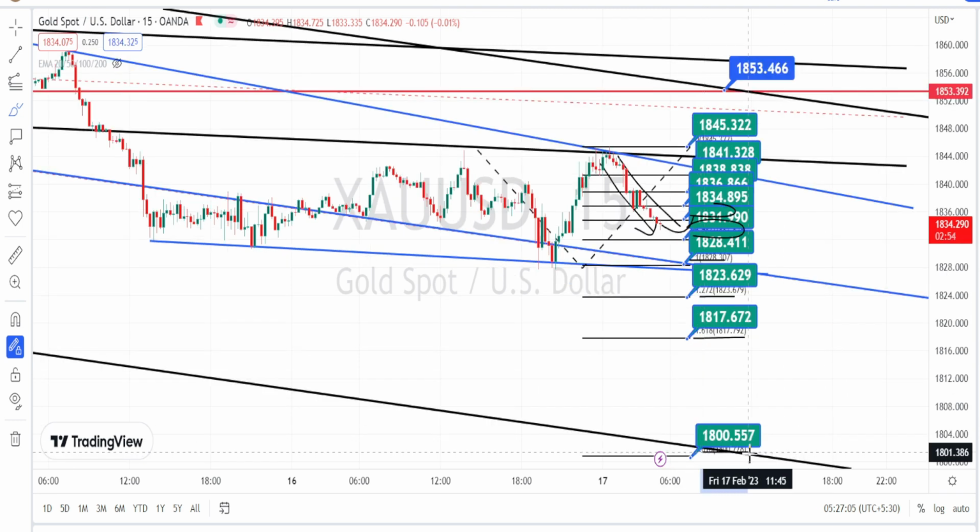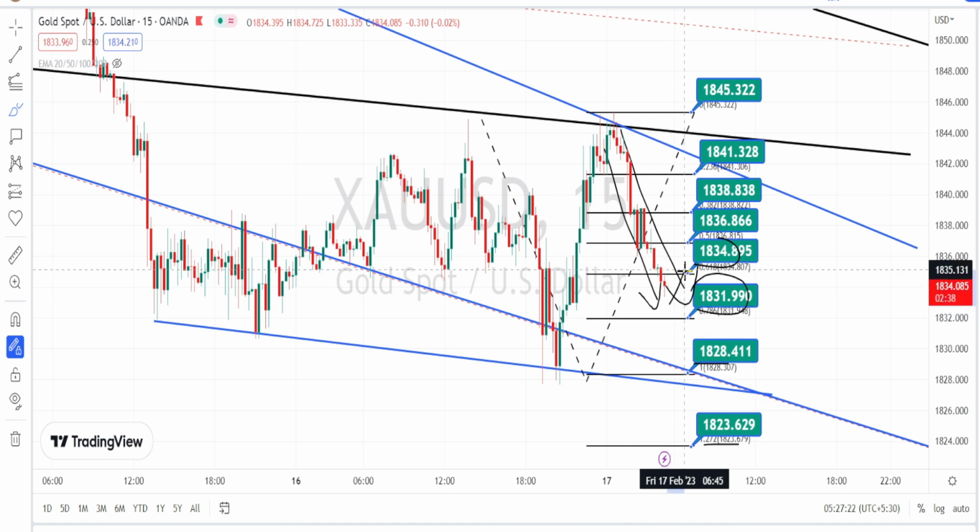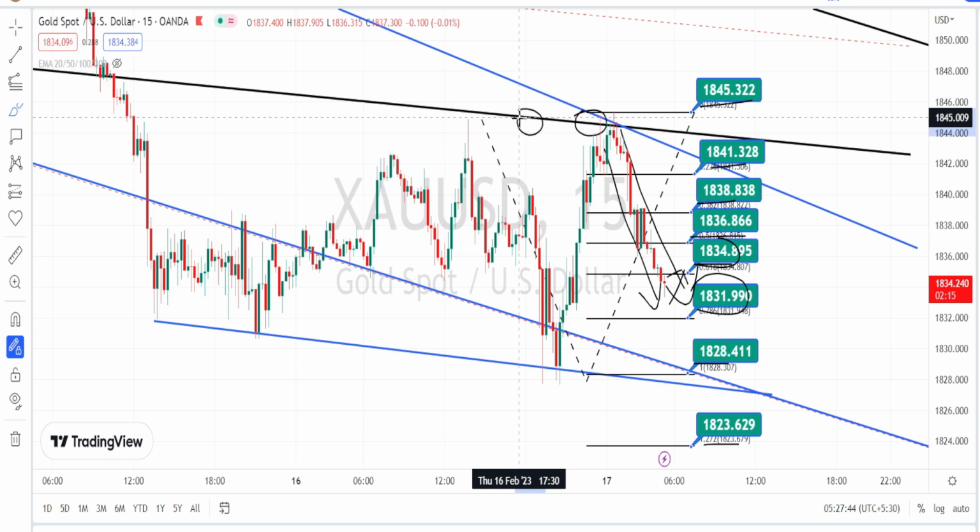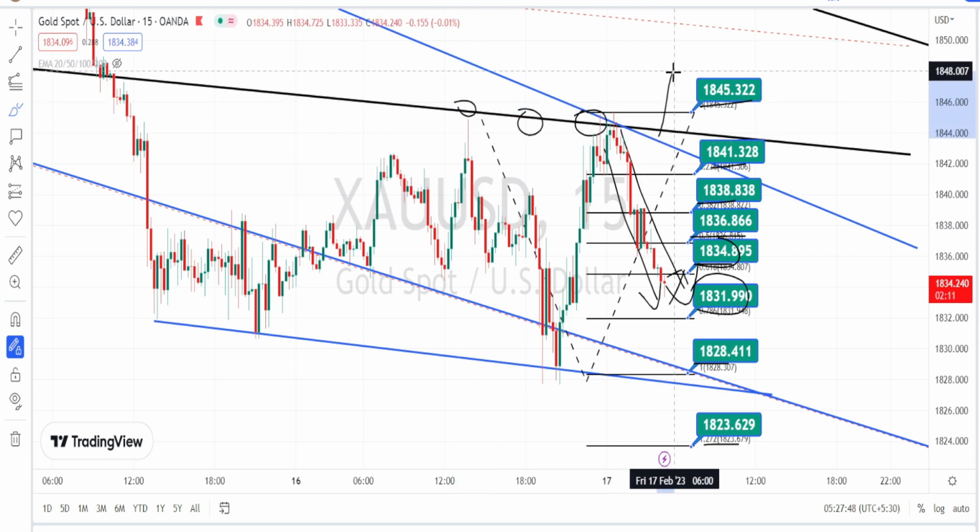And if the bearish trend still continues, next level of support is going to be around 1831, 1828, 1823, 1817 and 1800. And if the price action bounces back on the bullish side retracement, breaking the previous resistance level of 1834, next level of resistance is going to be around 1836, 1838, 1841 and 1845. Here we have the hourly time frame resistance line, which it has to break if it wants to continue further on the bullish side retracement in 15 minutes time frame.